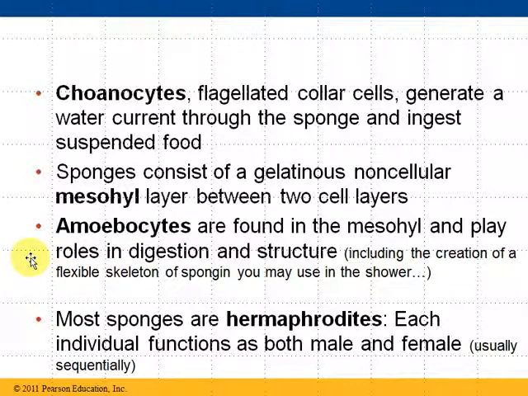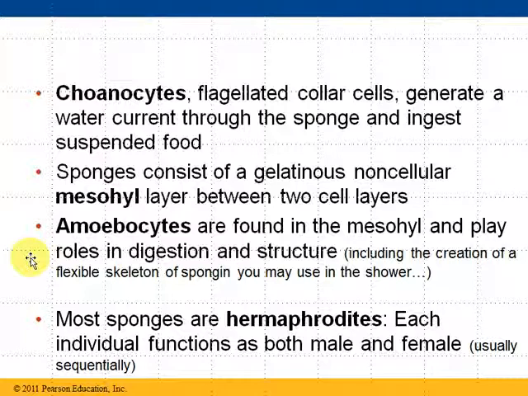The amoebocytes are responsible for creating that soft, pliable skeleton that you think of when you think of a sponge, that flexible skeleton called spongin. And that's the material that you actually use to wash your face with or shower with if you're using a true natural sponge there in the bathtub.